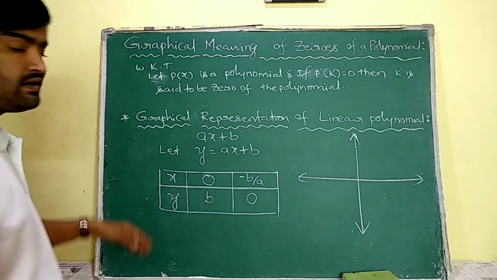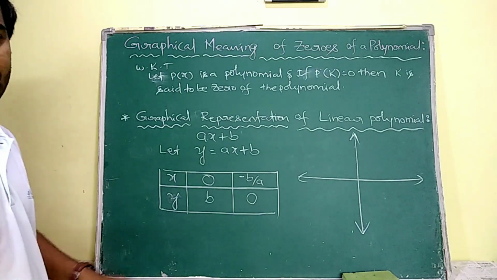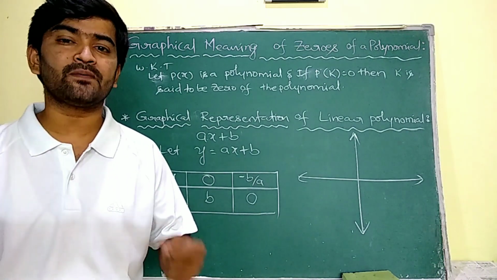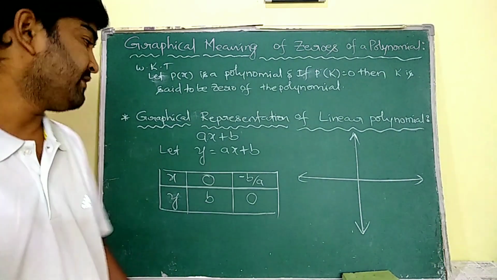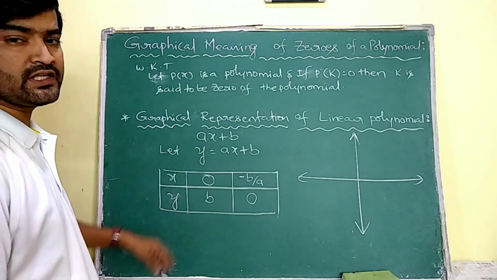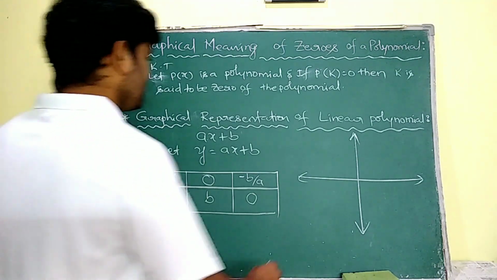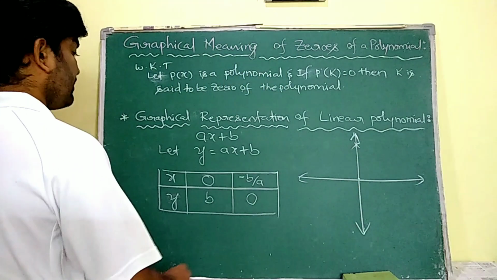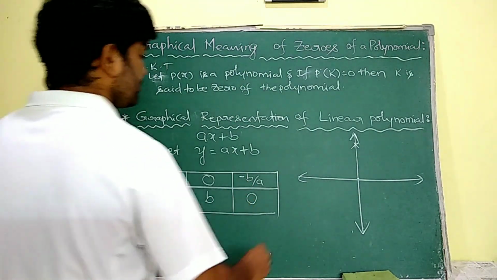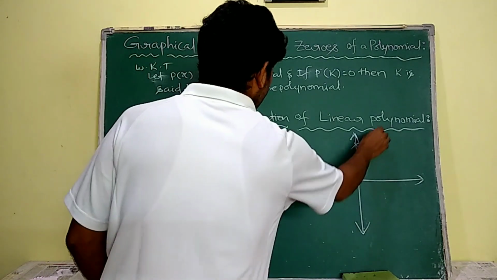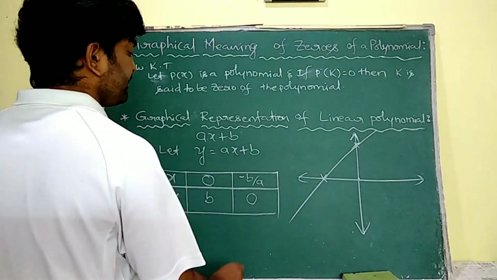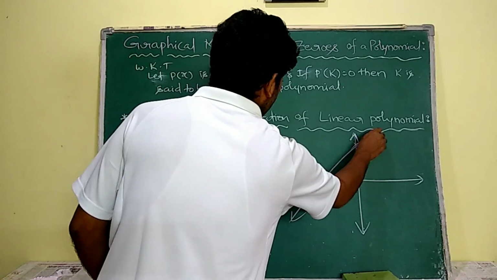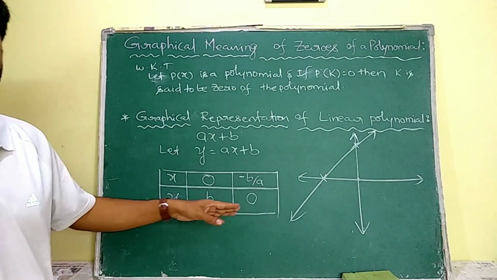So these are the points. You have to find 2 points which can be plotted easily on the graph sheet. Now plot these points. 0, b is the point on the y-axis. Minus b by a, 0 is the point on the negative x-axis. If you join these two, then the graph is like this.